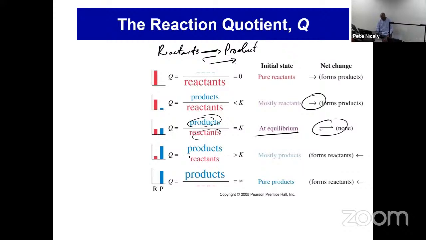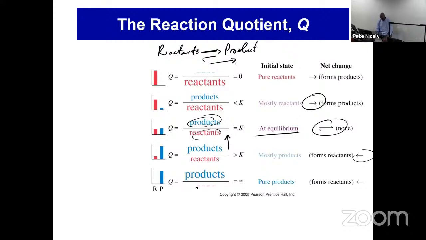Then we get to the other side here, where the amount of products is high compared to the concentration of reactants, such that this ratio is greater than Kc. What does that mean? That means that in order for the system to achieve equilibrium, the concentration of the products would have to decrease, and the concentration of the reactants would increase. In other words, there's a net shift to the left, as shown here, and therefore the system will continue to do so until it achieves the equilibrium as mentioned here.